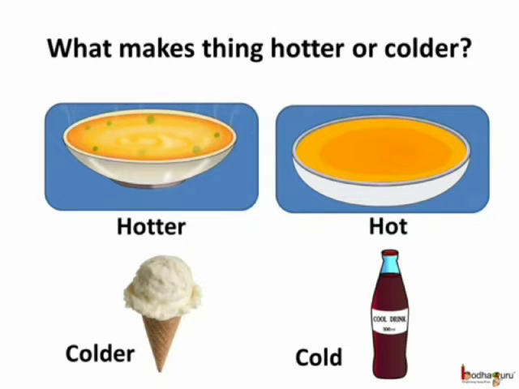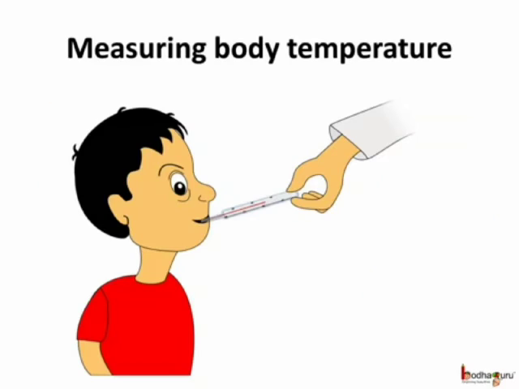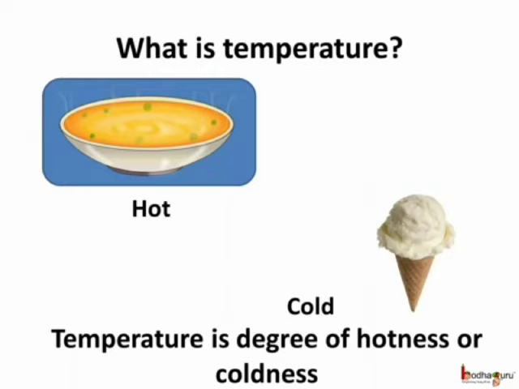So, what makes things hotter or colder? When you get fever, your body becomes hotter than the normal. To know how hot your body has become, your mother puts a thermometer in your mouth or under the arms. Temperature is the quantity that tells us how hot or cold an object is.